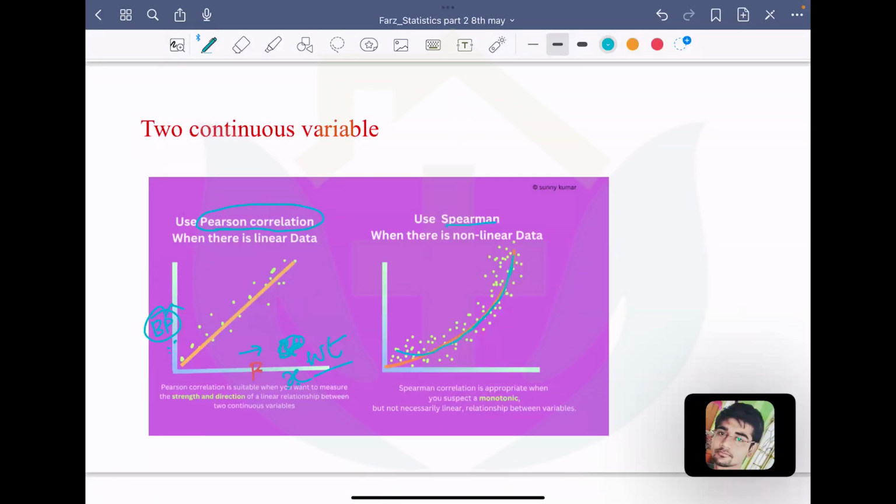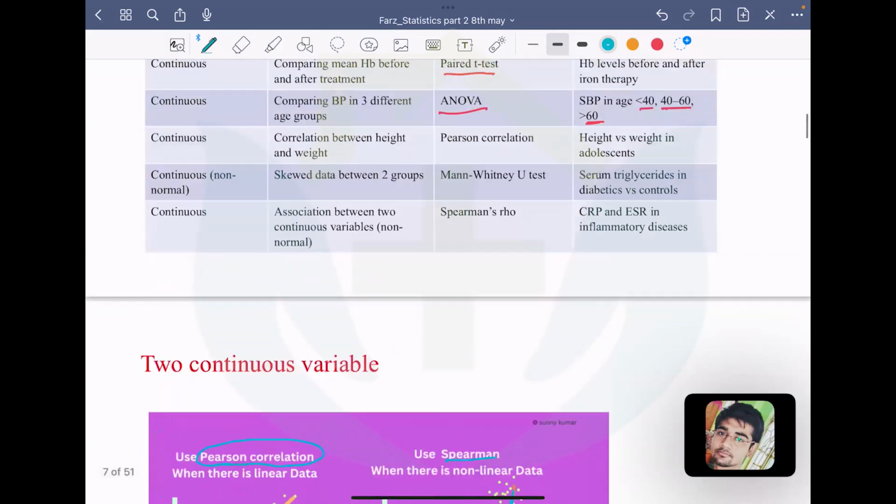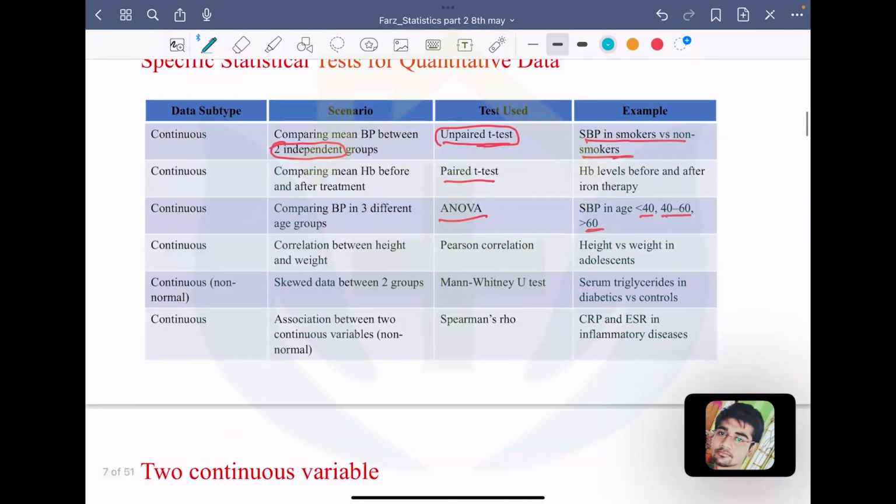Just remember the terms. They will not be asking you about the formula, and we will be discussing Pearson's correlation in detail after a while. Coming back to this, when you are looking at two continuous variables, you use Pearson's correlation. A typical example is height versus weight. When the data is non-linear, not straight, you do a Spearman's correlation.